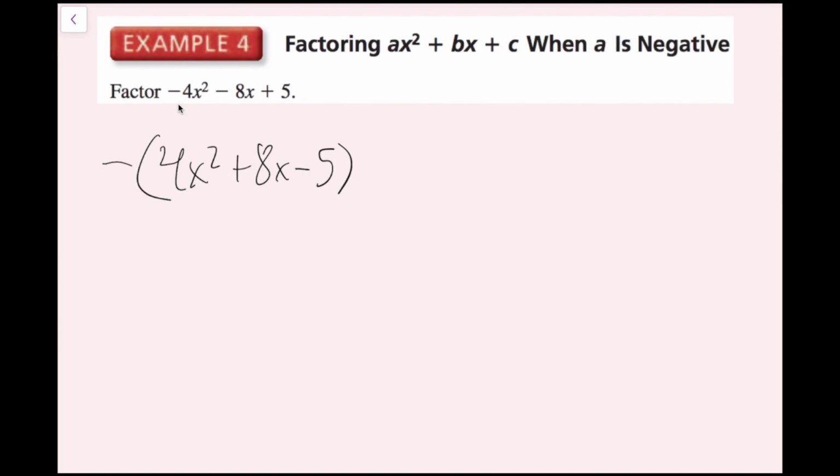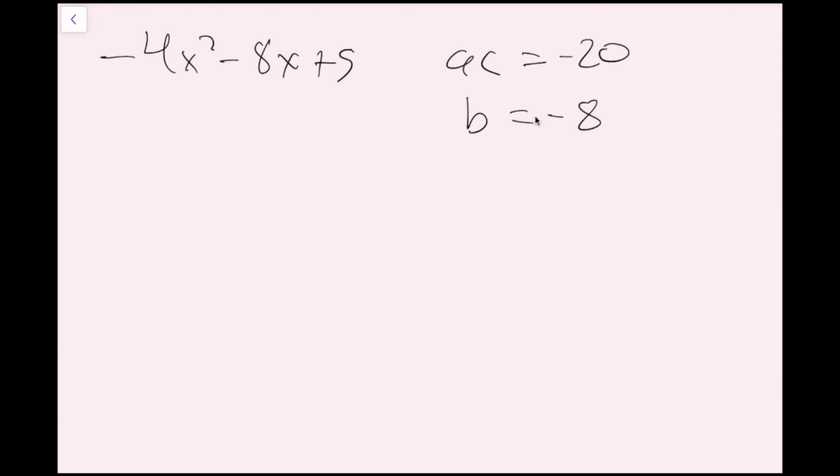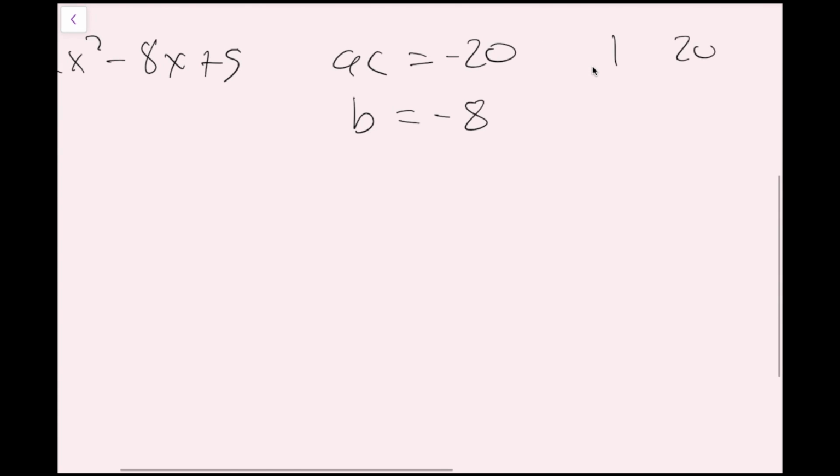I'm just going to do it normally, but no, you can always do it this way. Okay. So the first thing I'm going to do is always write out my AC and B value, and I'm actually just going to rewrite our normal expression, 4x squared minus 8x plus 5, and then here's AC. Well, negative 4 times positive 5 is negative 20. My B value is negative 8. So I'll zoom up here. And note, I have two negative numbers again.